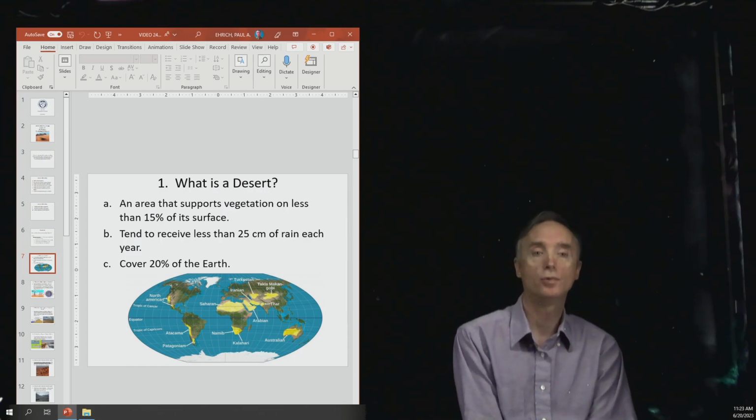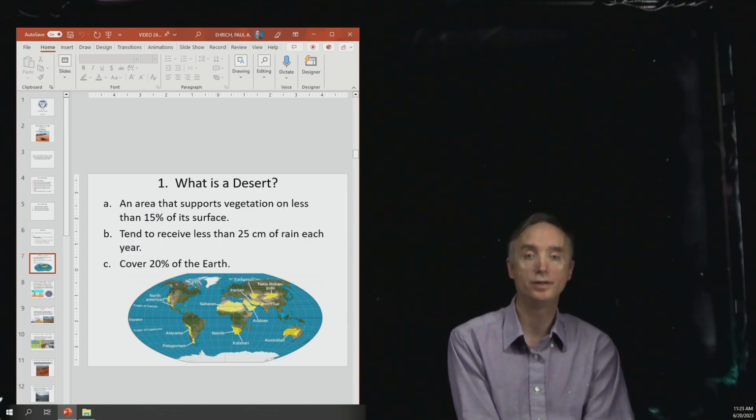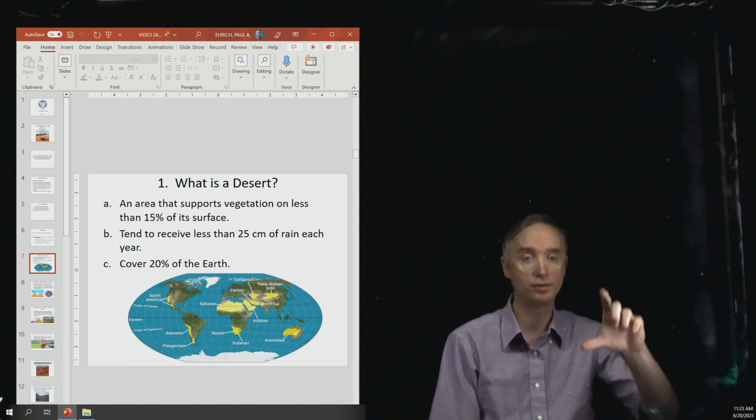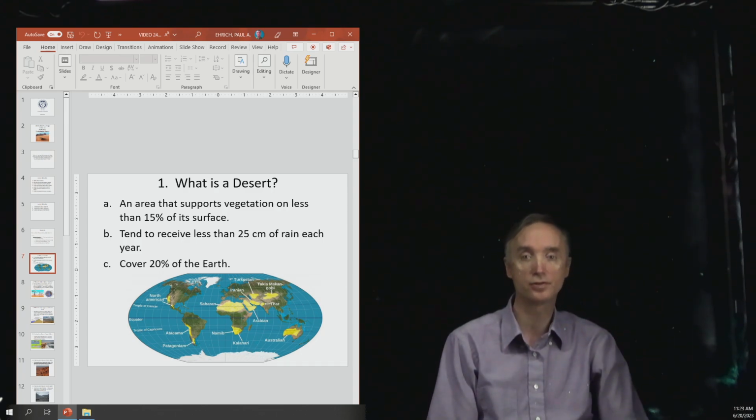Okay, so now we need to define what is a desert. A desert is an area that supports vegetation on less than 15% of its surface, and deserts tend to receive less than 25 centimeters of rain each year. So 25 centimeters is roughly about that much.